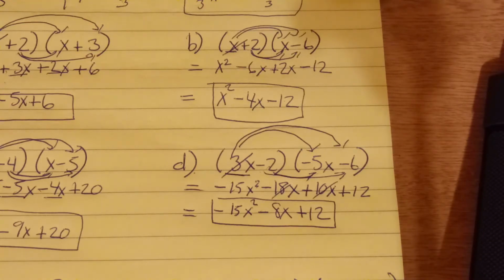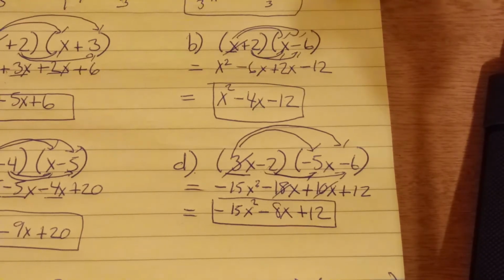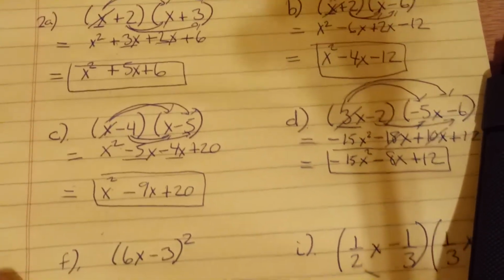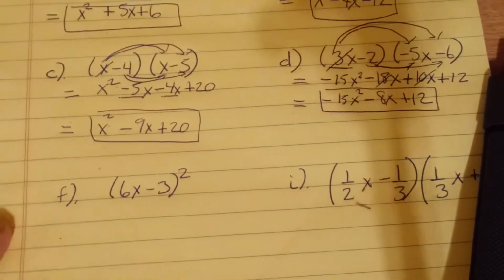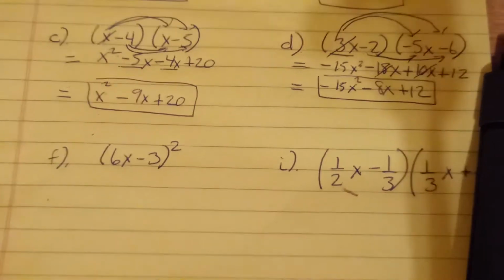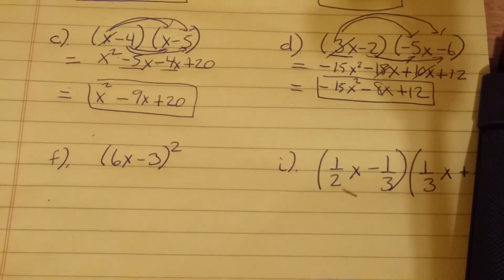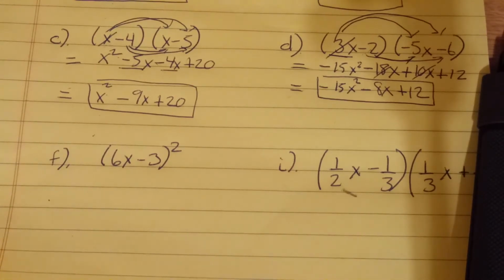All right. So that's a kind of different problem right here. Now we're going to take a look at our next one, letter F. So letter F looks a little bit weird because we don't have it as two separate polynomials. Here we have essentially (6x minus 3) squared. Well, think about it. This is the same thing as saying like 5 squared. 5 squared would have been 5 times 5.